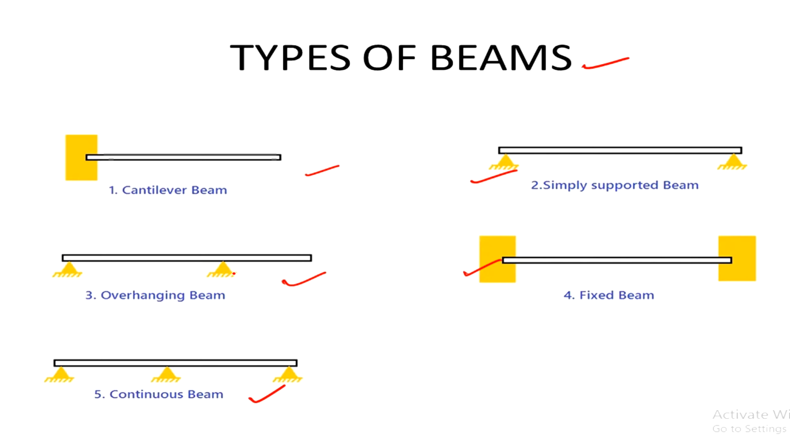In the overhanging beam, one end of the beam will be overhanging over here. In this fixed beam, both ends are fixed. And this continuous beam is a beam which is provided with more than two supports. This is the first one, this is the second one, and this is the third one. So if the beam is provided with more than two supports, it is known as a continuous beam.